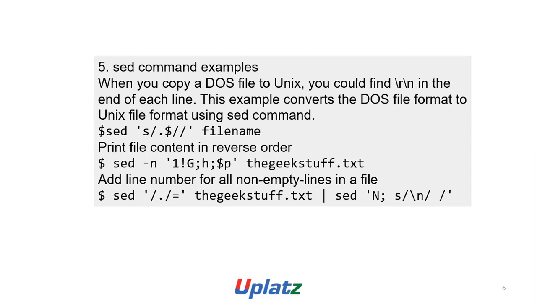Add line numbers for all non-empty lines in a file: sed '/./=' thegeekstuff.txt | sed 'N;s/\n/ /'.